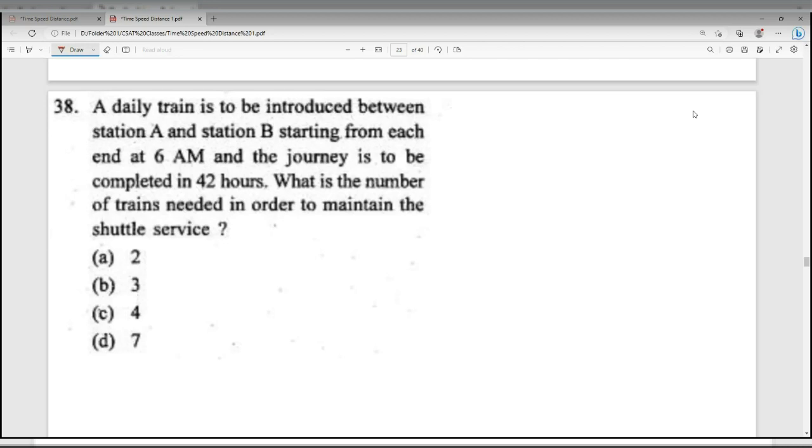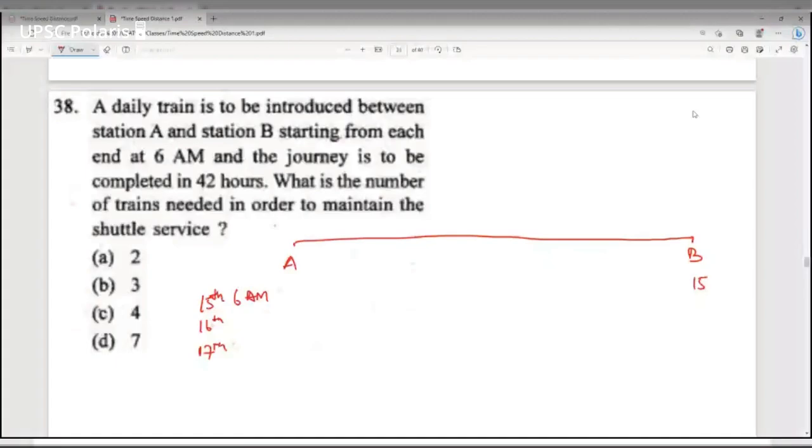So this question doesn't require any formula. This is a logic-based question. So what they're saying is there are 2 stations, station A and station B, and they want to start a daily shuttle service. For example, let's say today is 15th March, 6 a.m. Then 16th, 6 a.m., 17th, 6 a.m.